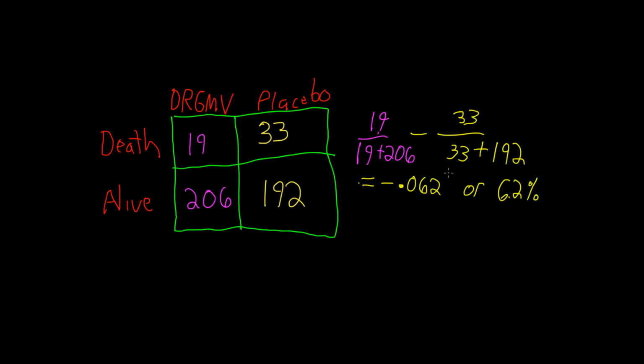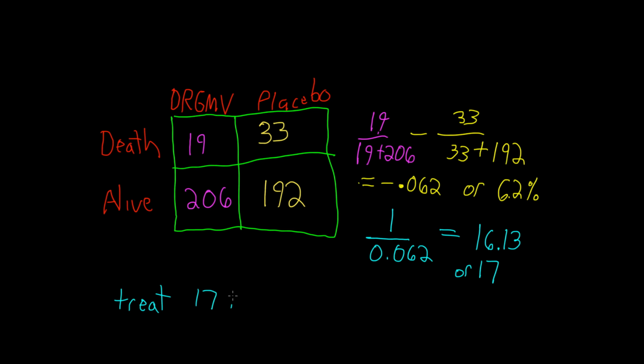Now let's go ahead and calculate our number needed to treat. So we take 1 over 0.062 and we get a value of 16.13, and we have to round up because we can't have a fraction of a person, so we round up to 17. And so what does that mean? This means for every 17 patients treated with Dr. Giuliano's multivitamin, you prevent one death. So you have to treat 17 to prevent one death.